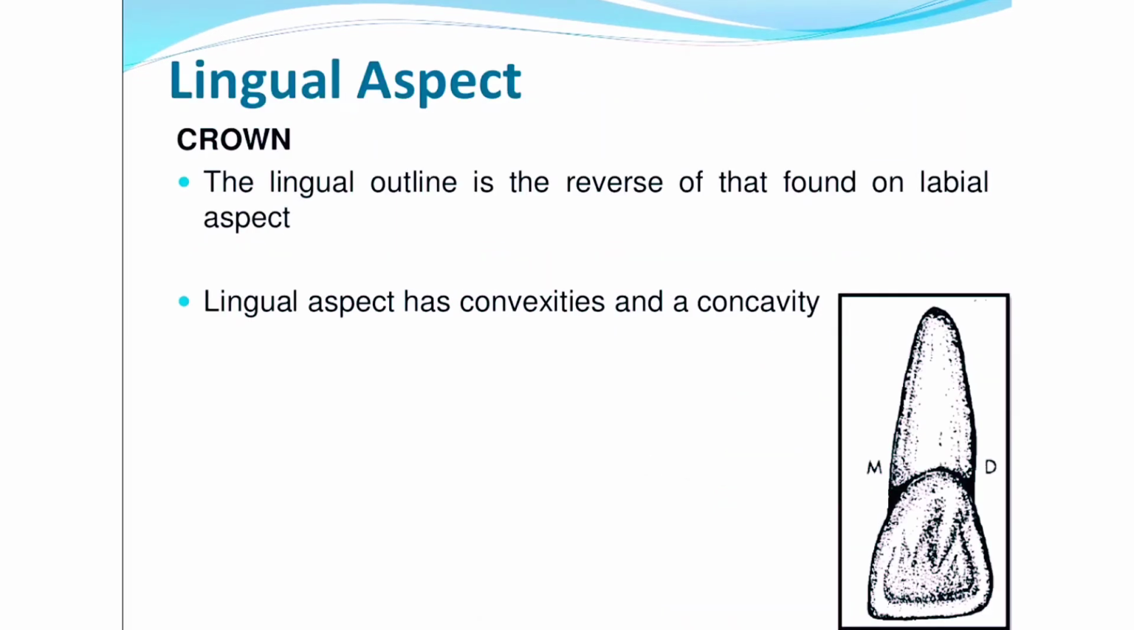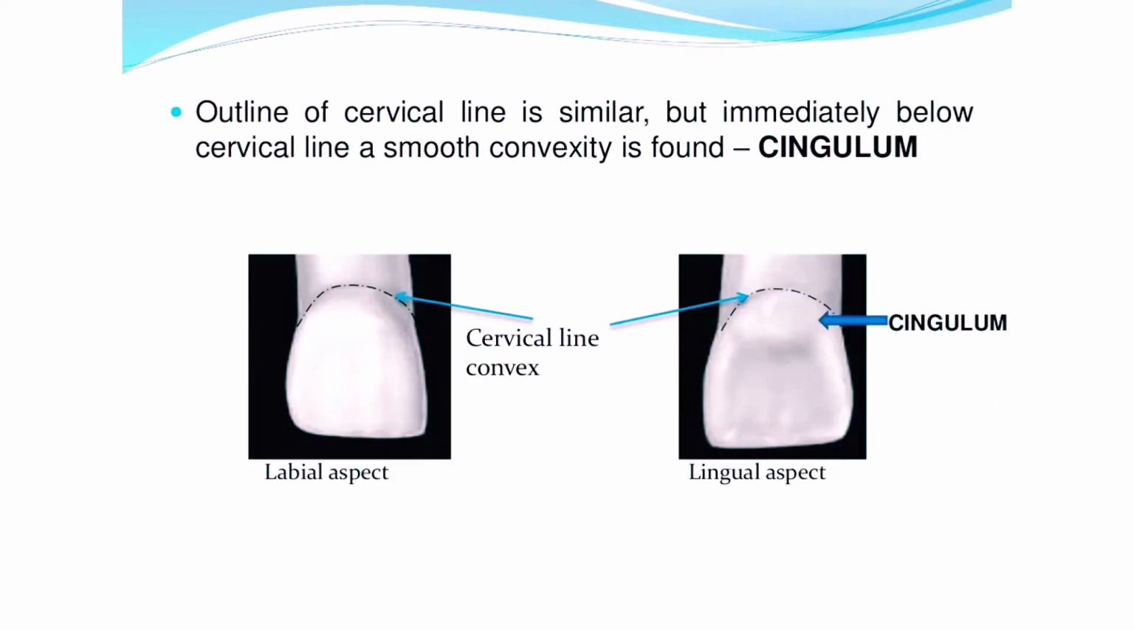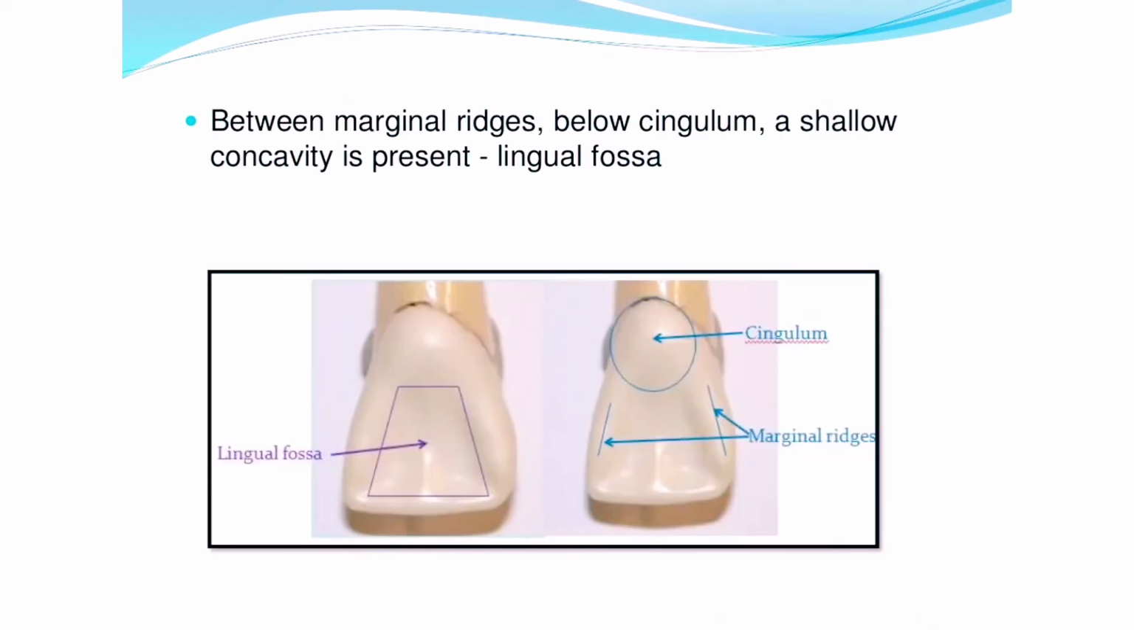Lingual aspect. Crown. The lingual outline is the reverse of that found on the labial aspect. The lingual aspect has convexities and a concavity. The outline of the cervical line is similar, but immediately below the cervical line a smooth convexity is found. Cingulum. Between the marginal ridges, below the cingulum, a shallow concavity is present.